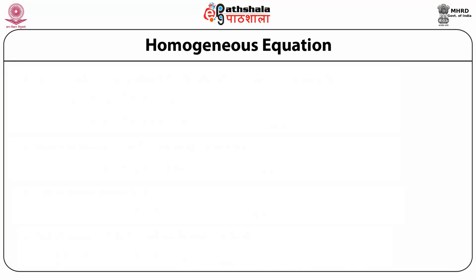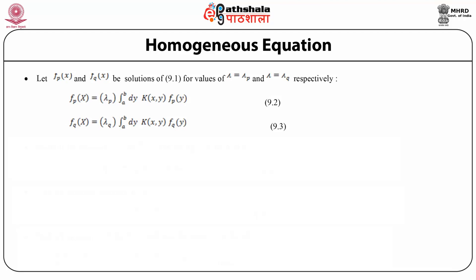Since we are considering a homogeneous integral equation with symmetric kernel, the equation is simply f of x is equal to lambda times the integral from a to b of k of x, y multiplied by f of y dy, where the kernel k is symmetric. So let f_p of x and f_q of x be solutions of this equation for the values of lambda equal to lambda p and lambda q respectively. That is, f_p of x is equal to lambda p times the integral from a to b dy k of x, y f_p of y, and f_q of x is also equal to lambda q times the integral from a to b dy k of x, y f_q of y.